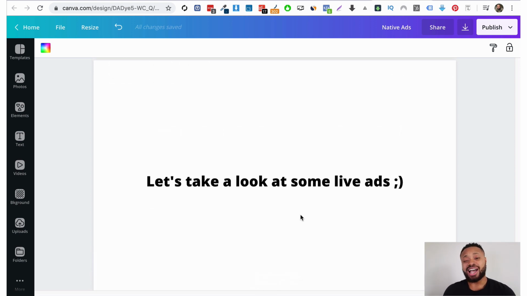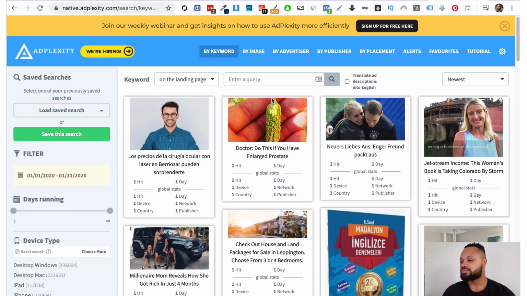Now, I've done a little waffling. I've kind of given you guys a breakdown of native campaigns. But let's go inside the jungle and figure out what the animals are doing right now in the CPA game on native campaigns. So I'm going to go into Adplexity right now. And what I like to do is set it to maybe 7 to 10 days. Let's do 10 days.